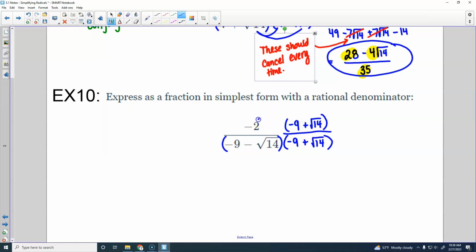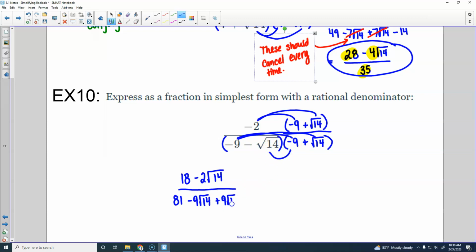So like we did on the last problem, we're going to distribute that negative 2. That is going to give us positive 18 minus 2 square root of 14 for our numerator. For the denominator, we got to distribute here, and this is 2 binomials, so we got to distribute twice. Negative 9 times negative 9 gives us 81. Negative 9 times square root of 14 is a minus 9 square root of 14. Negative square root of 14 times negative 9 gives me a positive 9 square root of 14. And then negative square root of 14 times positive square root of 14 is going to give me negative 14.